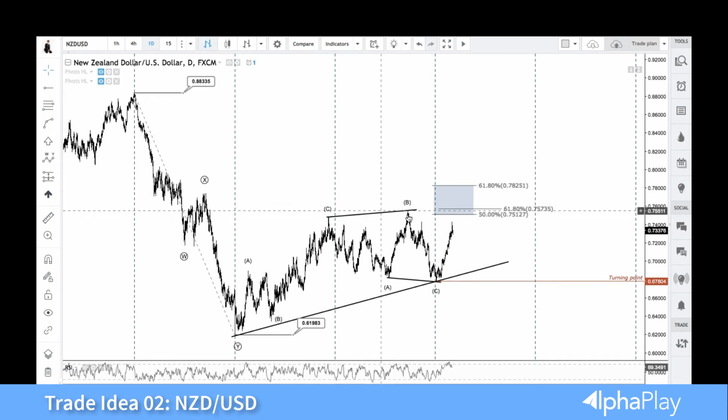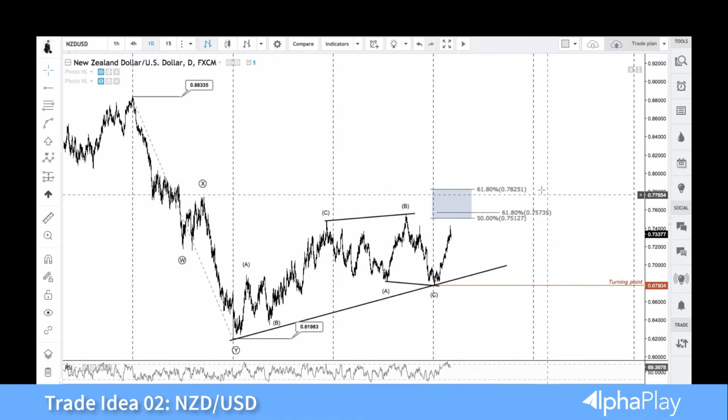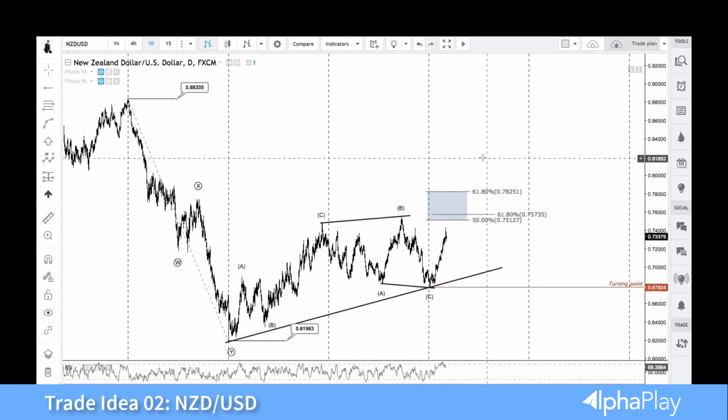So what I'm expecting is from late 2017, which is today, all the way to perhaps the end of 2018, we can expect price to be correcting in this phase, which means that we might not expect such an impulsive move on the Kiwi dollar, right? But that doesn't mean that we can't trade.